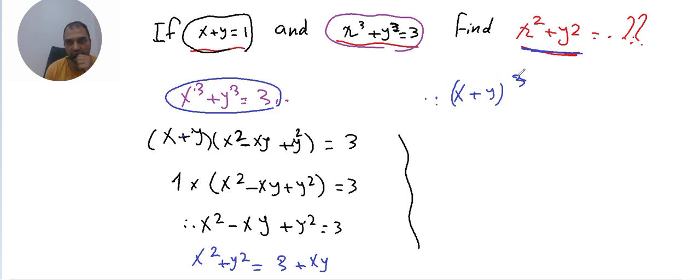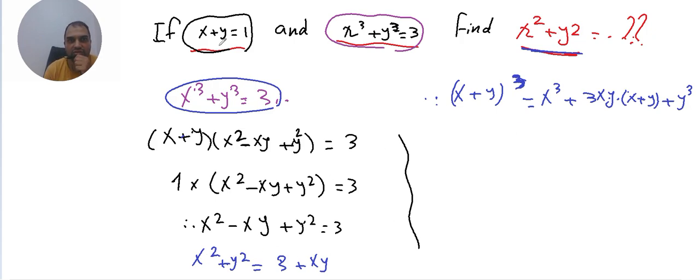We know x plus y all power 3 is equivalent to x power 3 and the last y power 3. And the middle, right here, 3 times x times y times the summation x plus y. Okay, I found here x power 2 plus y power 2 equals 3 times xy.